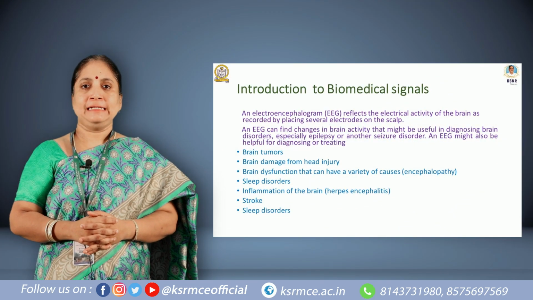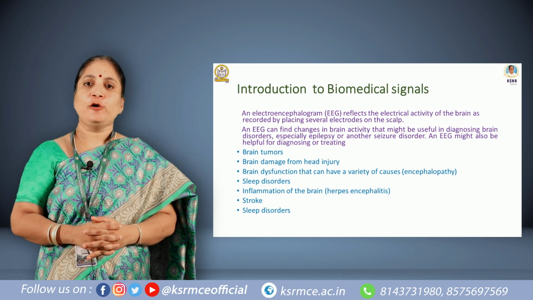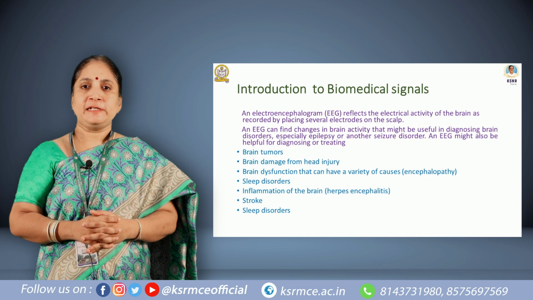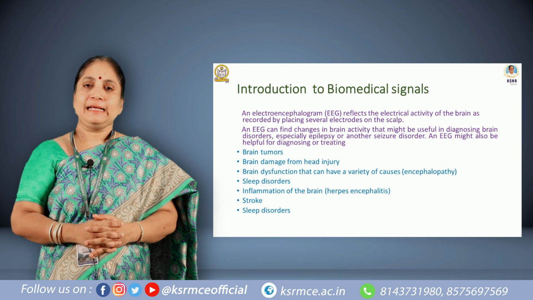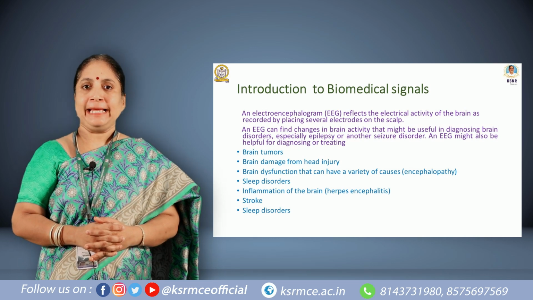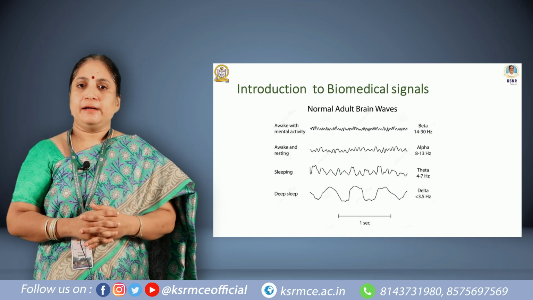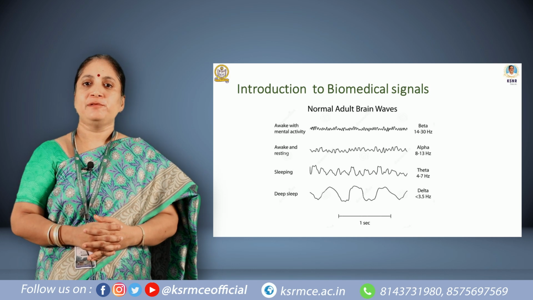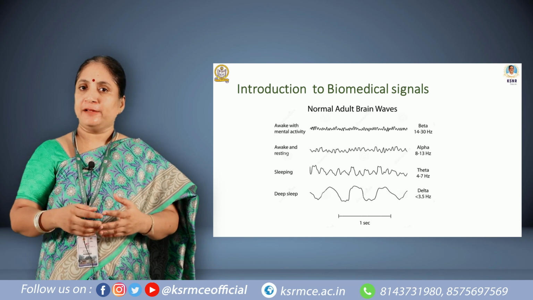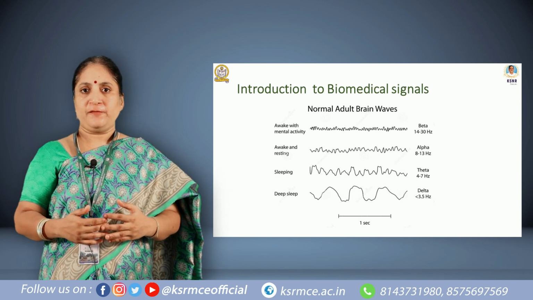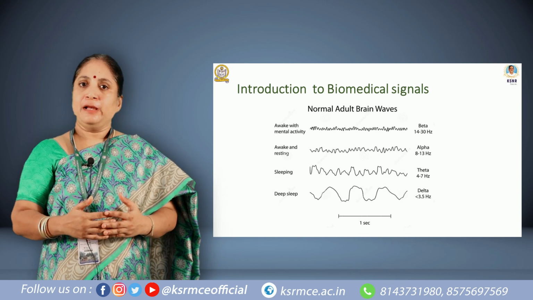The other biomedical signal is the electroencephalogram, EEG, which gives the activity of the brain. The electroencephalogram is measured by placing electrodes on the scalp. These electrodes are placed according to the 10-20 international system. The various activities of the brain can be identified using the electroencephalogram. An example is shown in the figure. These EEG waveforms vary depending on the mental condition of the patient.